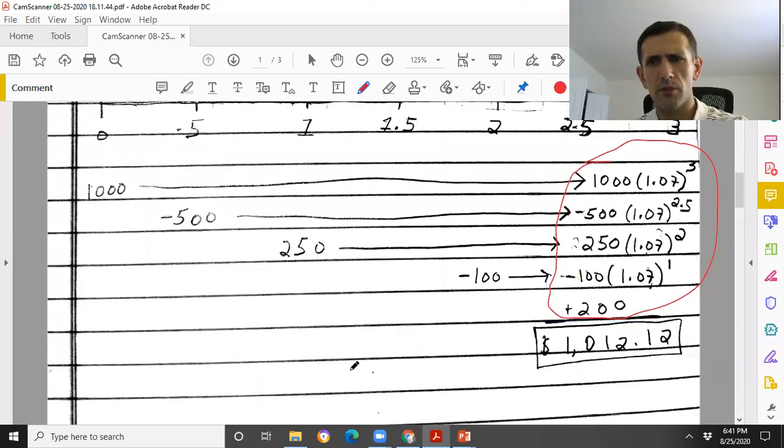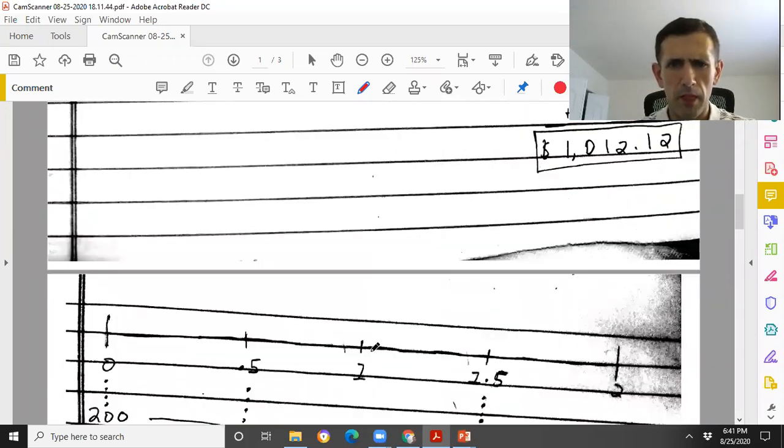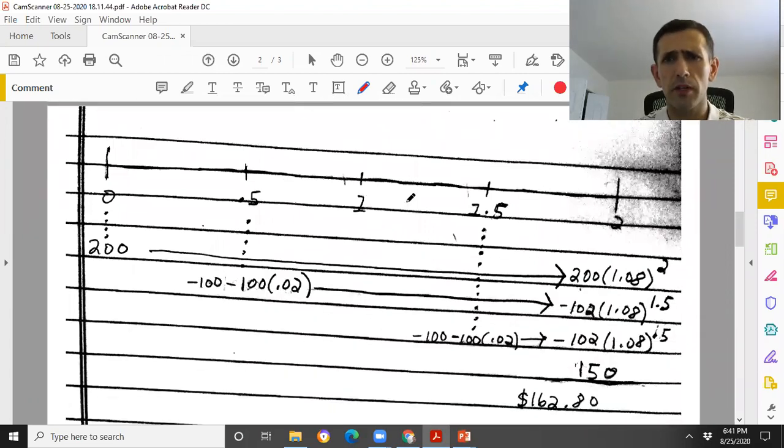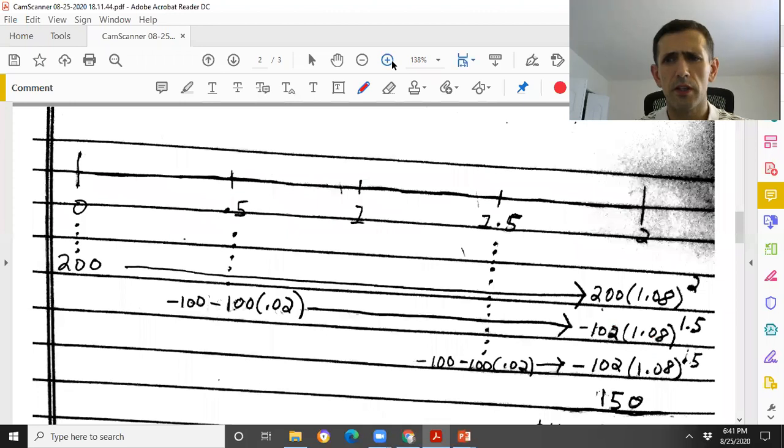So let's get rid of all this. Okay, so I'm going to draw a time diagram here. Make this a little bigger. That's good enough. Okay, so I have an initial deposit of $200. At the end of 2 years, that accrues 2 years of interest, so that becomes 200 times 1.08 squared.